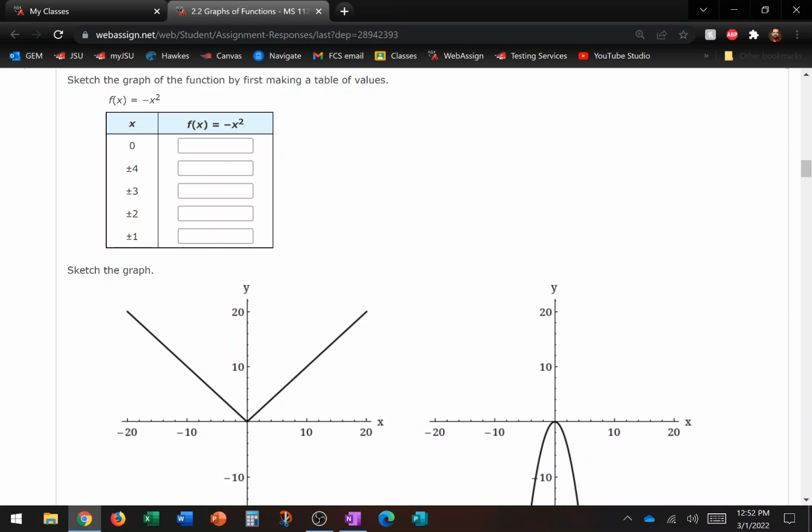That only matters on the graph part, because you're going to have the same y value. On this, we're taking the number and we're squaring it, so when we square it, it's going to make it positive either way. That's why we'd put the parentheses in. So let's look at this function. Our function is negative x squared.